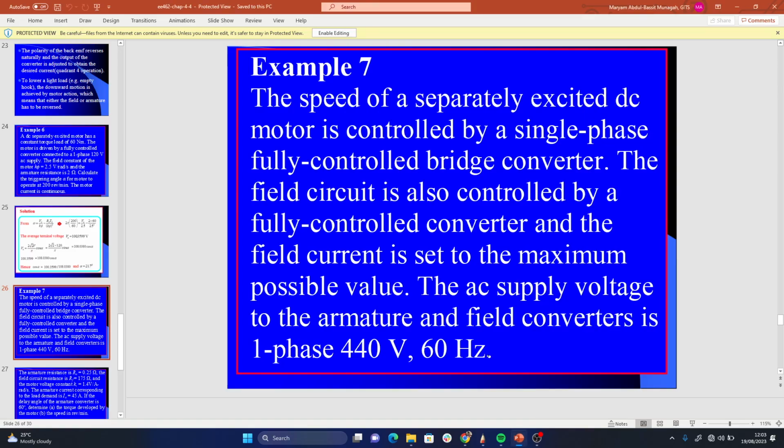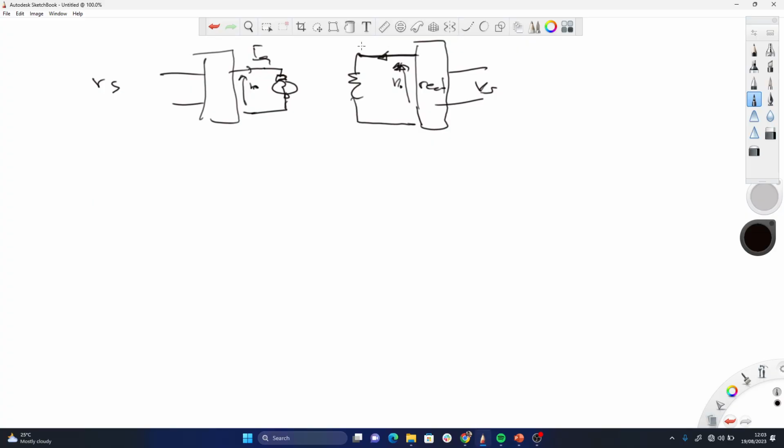Okay. So it says that the field circuit is also controlled by a fully controlled converter, and the field current is set to the maximum possible value. So the field current is set IF. I know that for a rectifier V out is equal to 2 root 2 V over pi cos alpha, right? Now, the maximum field current flows when the maximum voltage is applied, and from 2 root 2 V over pi cos alpha, the maximum voltage is when alpha is equal to 0 degrees. That gives us cos 0 to be 1.